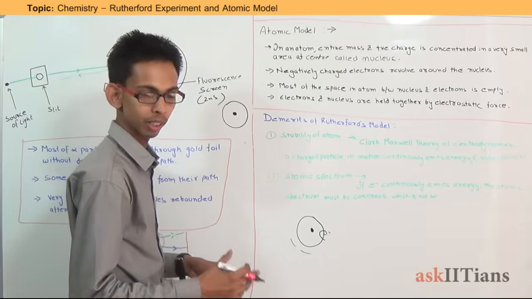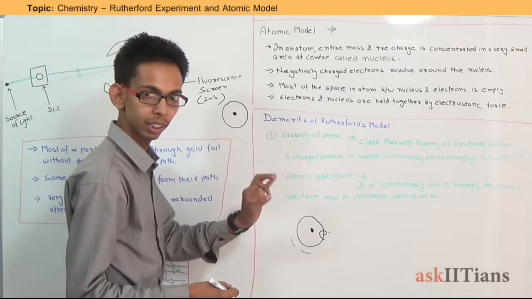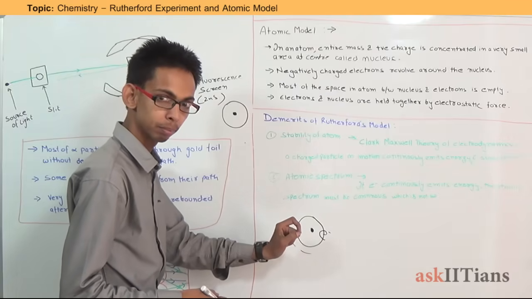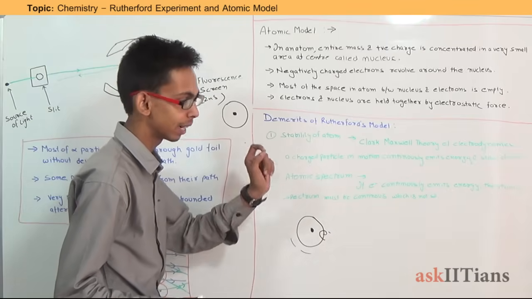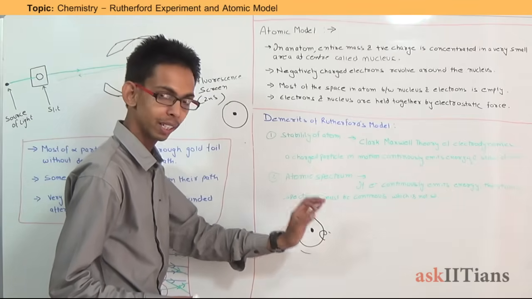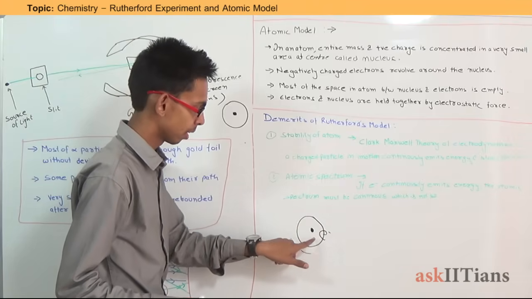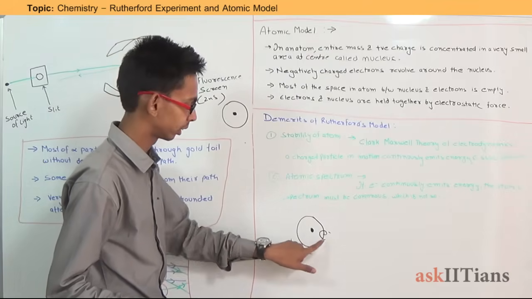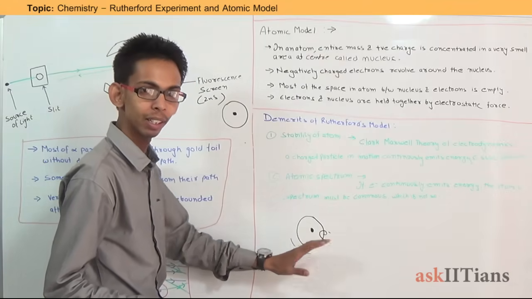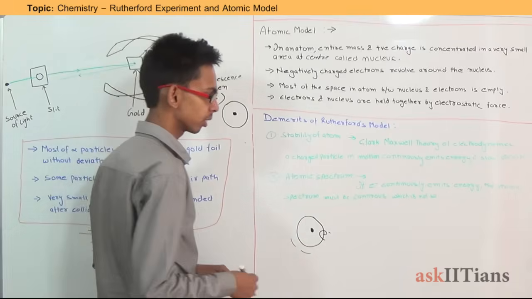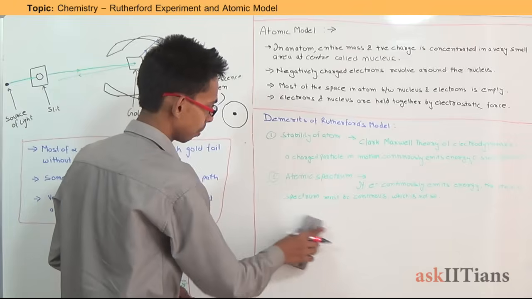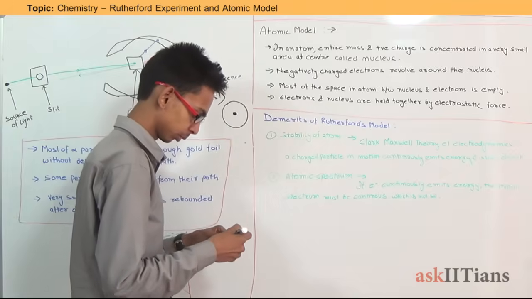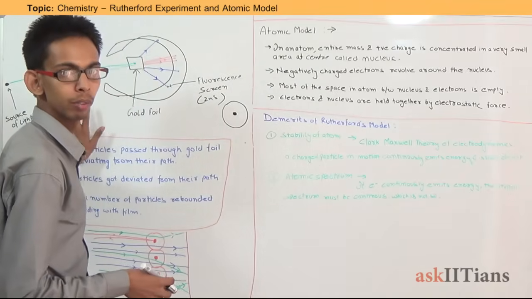So this was the model of Rutherford, according to which there is a very small positively charged region present at the center of the atom, which is known as the nucleus, and almost the entire mass of the atom is concentrated in the nucleus, while electrons revolve around the nucleus in their fixed orbits, and electrons and nucleus are held together by strong electrostatic forces. So this was the atomic model proposed by Rutherford, which was also supported by his experiment, the gold foil experiment.